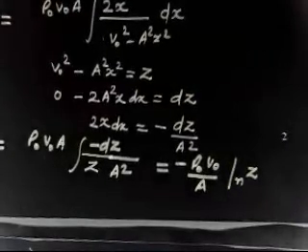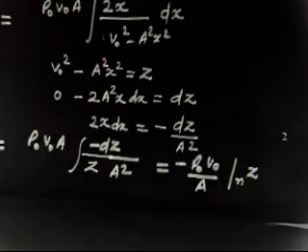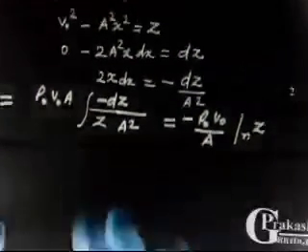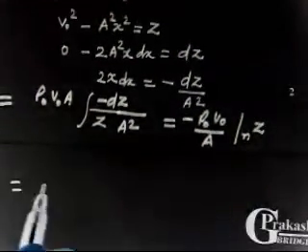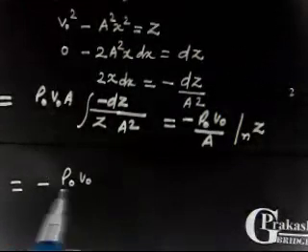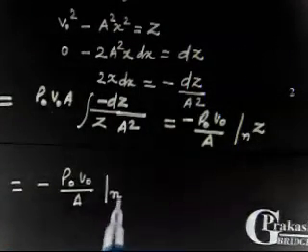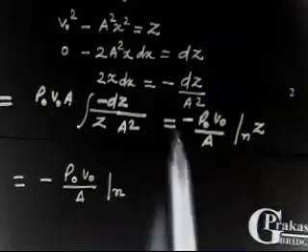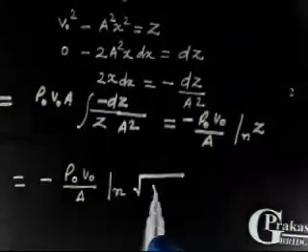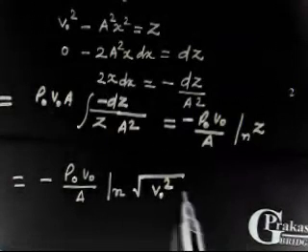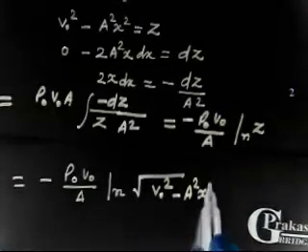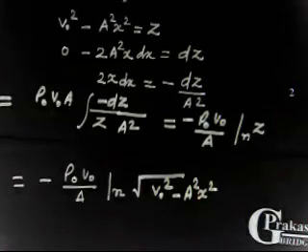Now let us go back to our original equation, and let us plug the value of z. So work done will be minus p naught v naught by a ln of z. What is the value of z? Z is nothing but under root v naught square minus a square x square. Are you getting?